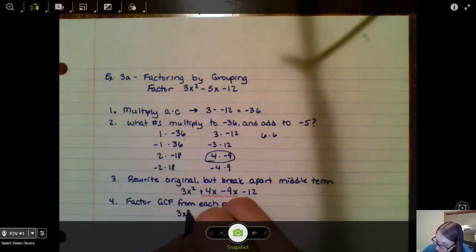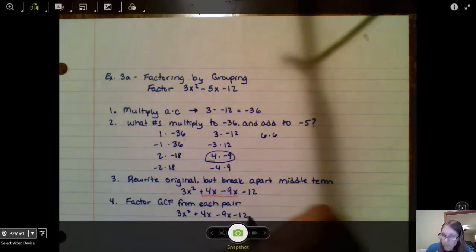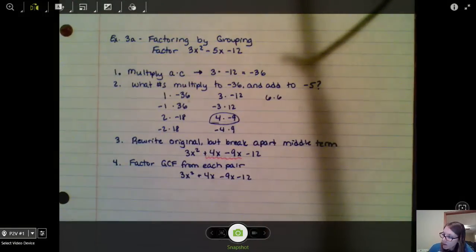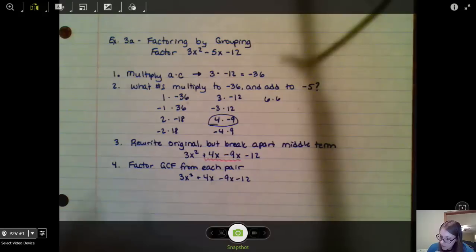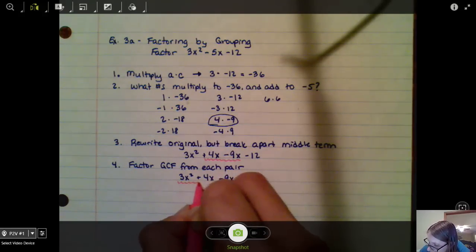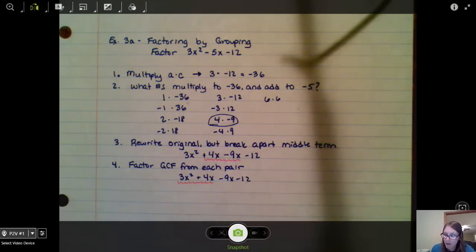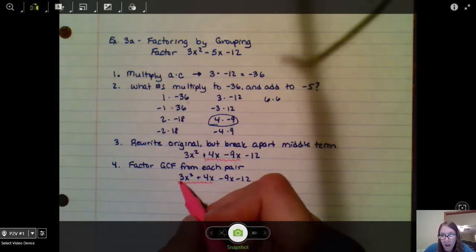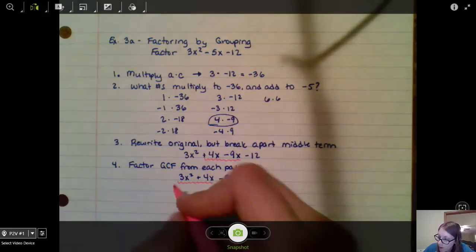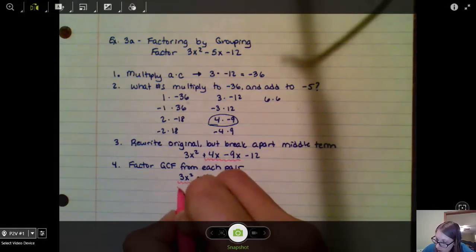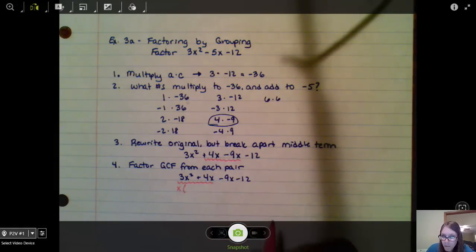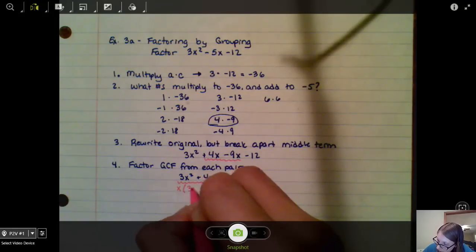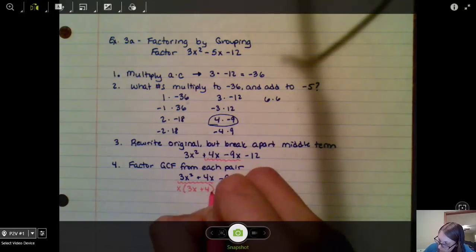So if I rewrite here, 3x squared plus 4x minus 9x minus 12, my pairs here are 3x squared plus 4x. What do these guys have in common? Well, 3 and 4, the only thing that they are divisible by is 1, but I have an x squared and an x. So factor an x out, and then I get 3x plus 4.